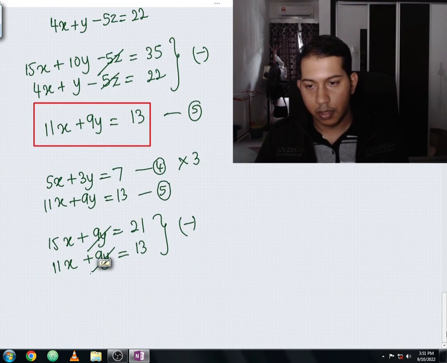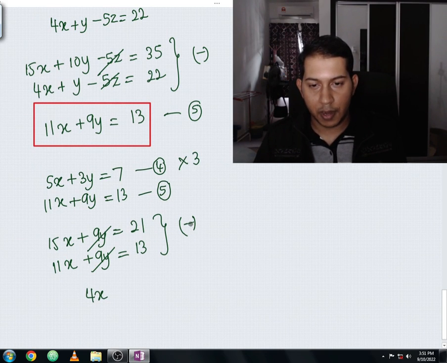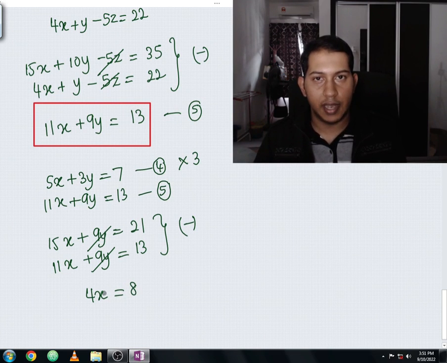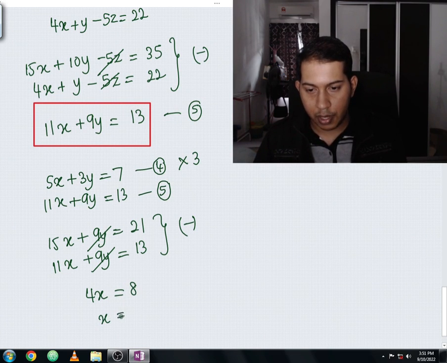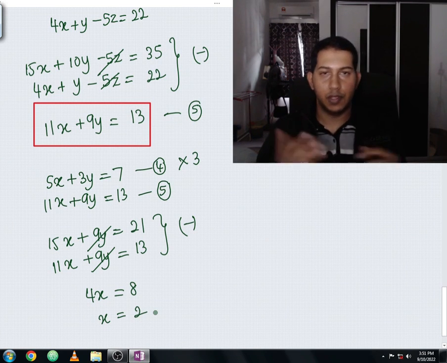From here you are only left with the x variable and the numbers. So 15x minus 11x is 4x. 21 minus 13 is 8. 4x equals 8. So to get x, what you do, 8 you divide by 4. So from here you get x equals 2. So this is your first solution.